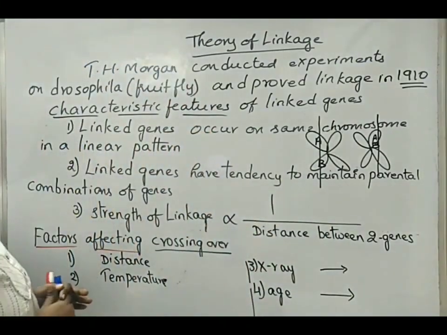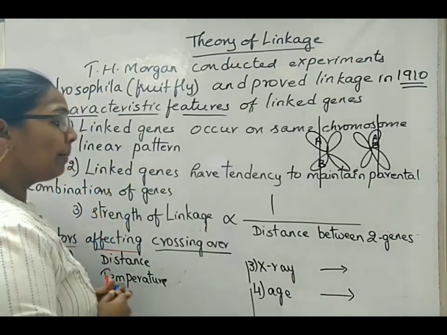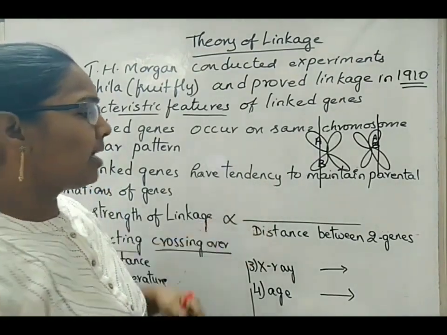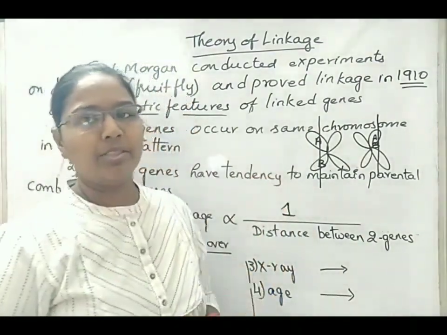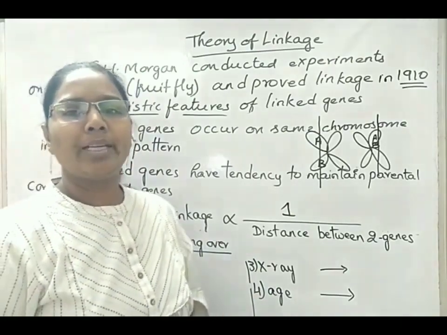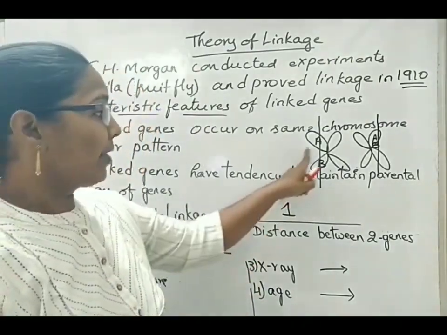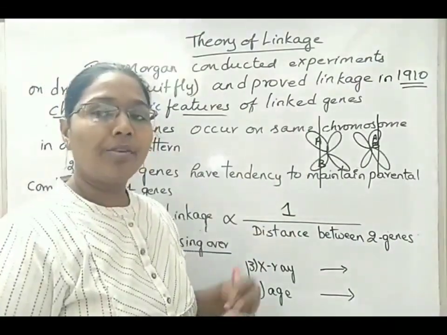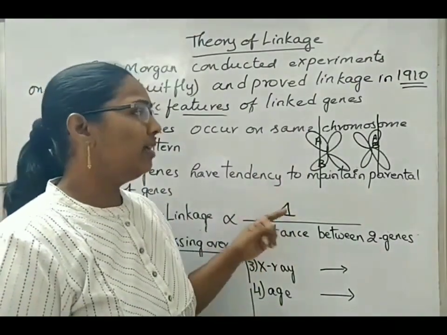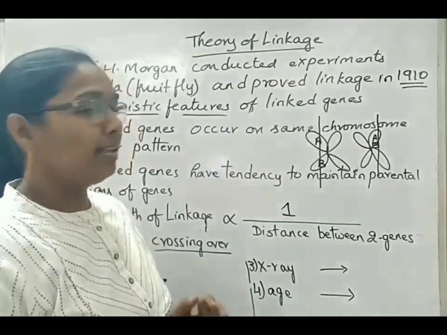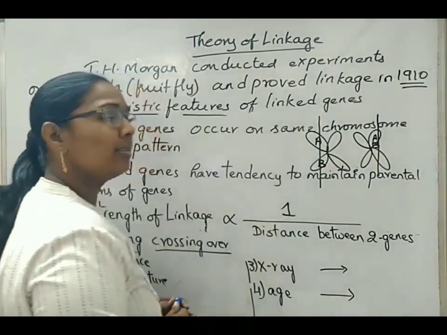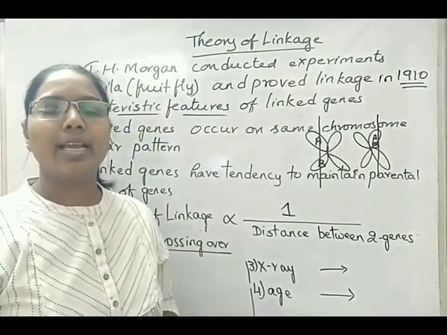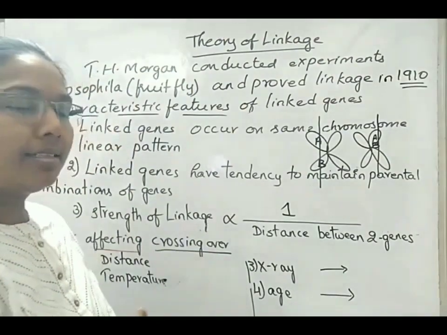So linked genes occur on the same chromosome in a linear pattern, and linked genes have the tendency to maintain parental combinations. When is there a chance of maintaining parental combinations? When the linked genes are very near to each other, there is more chance to maintain parental combinations. But if the linked genes are far away from each other, there is a chance of crossing over and less chance to maintain parental combinations. It means that when crossing over happens, there are more chances for recombinations and variations in the characteristic features.